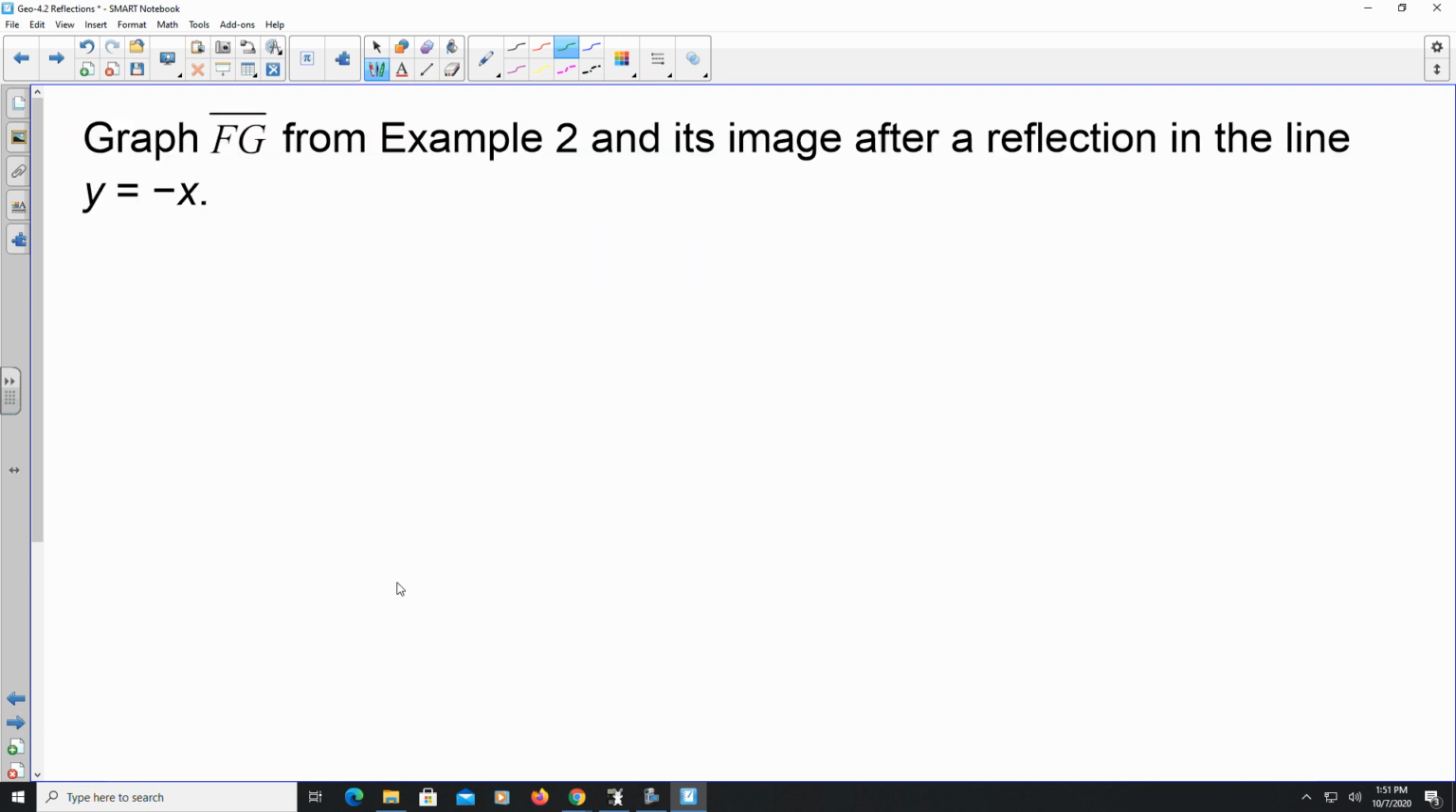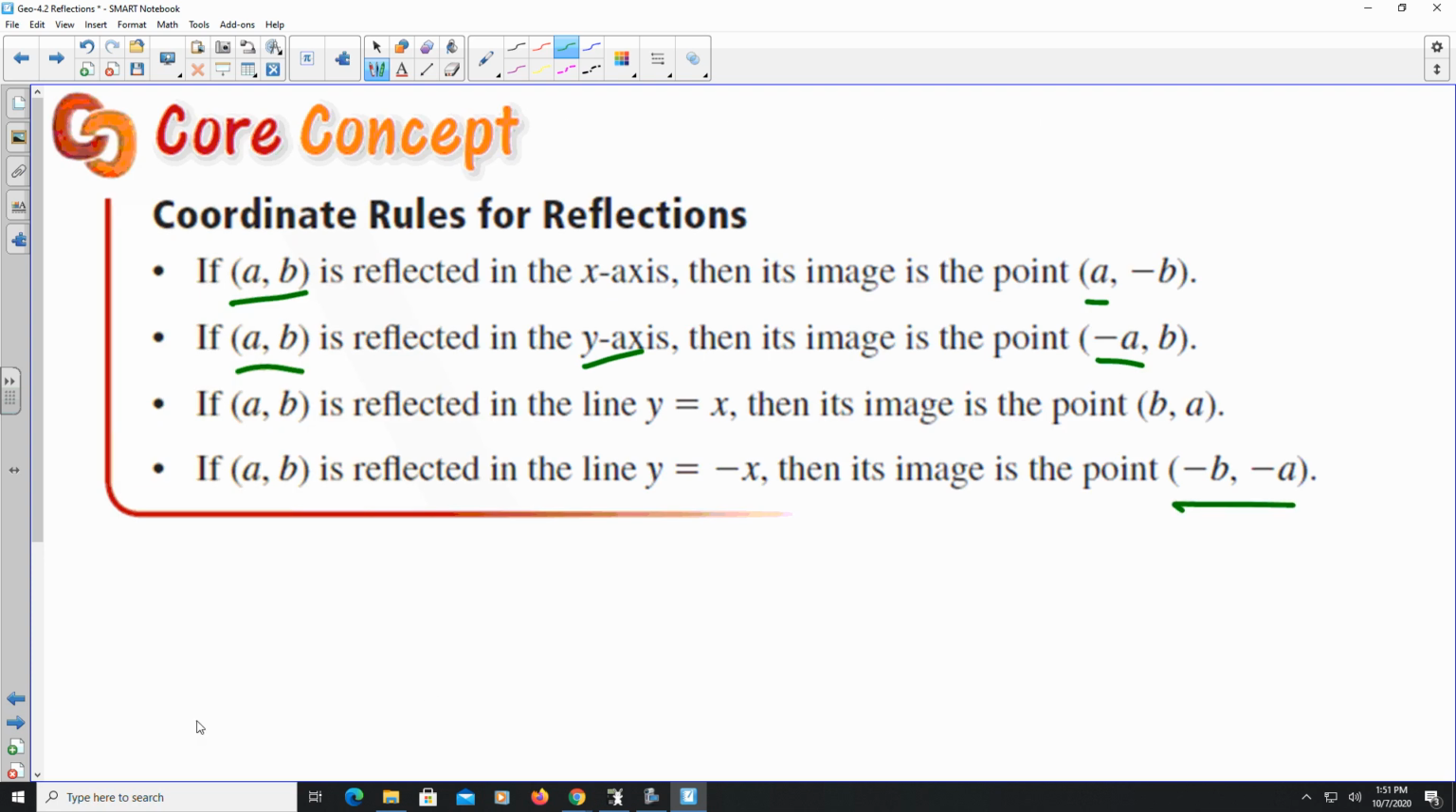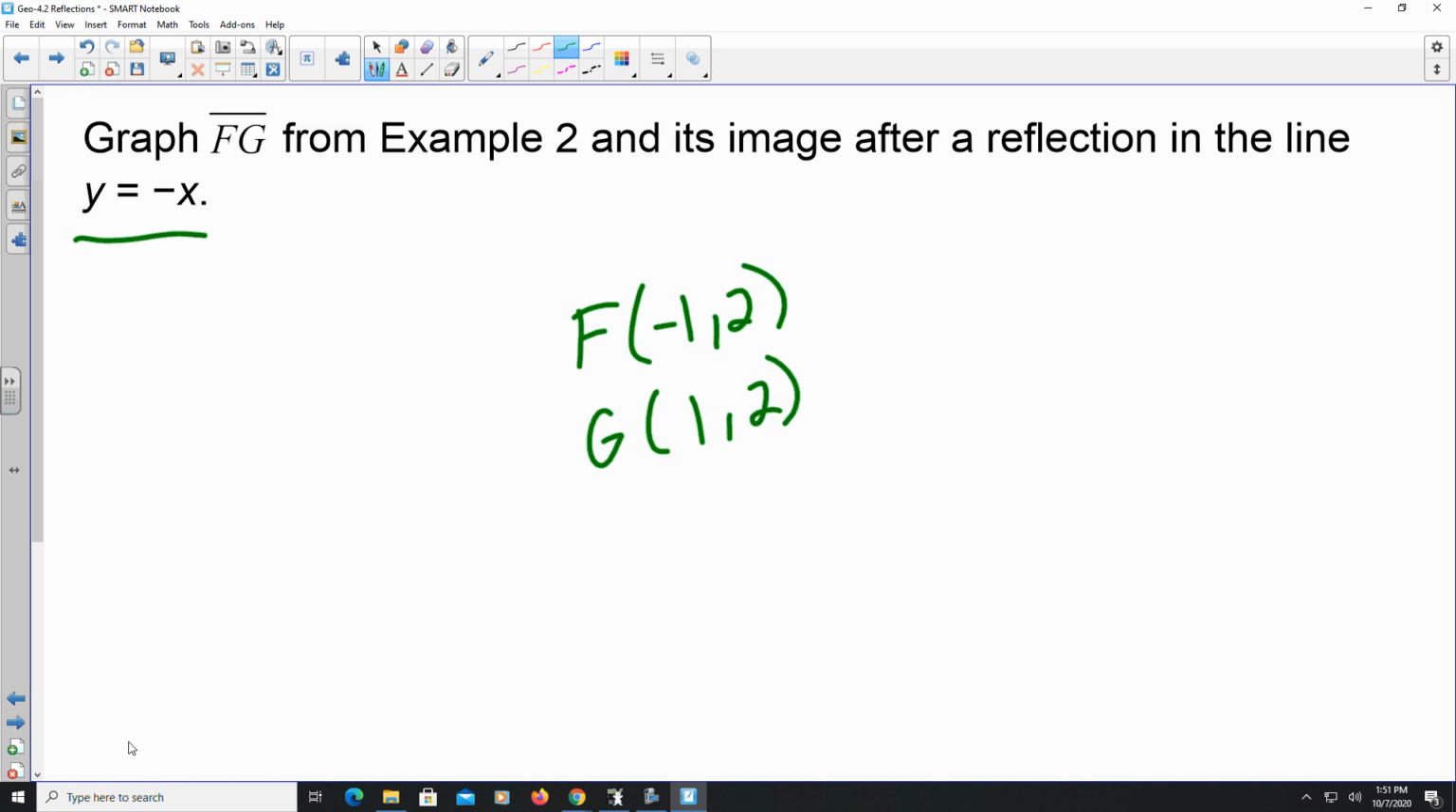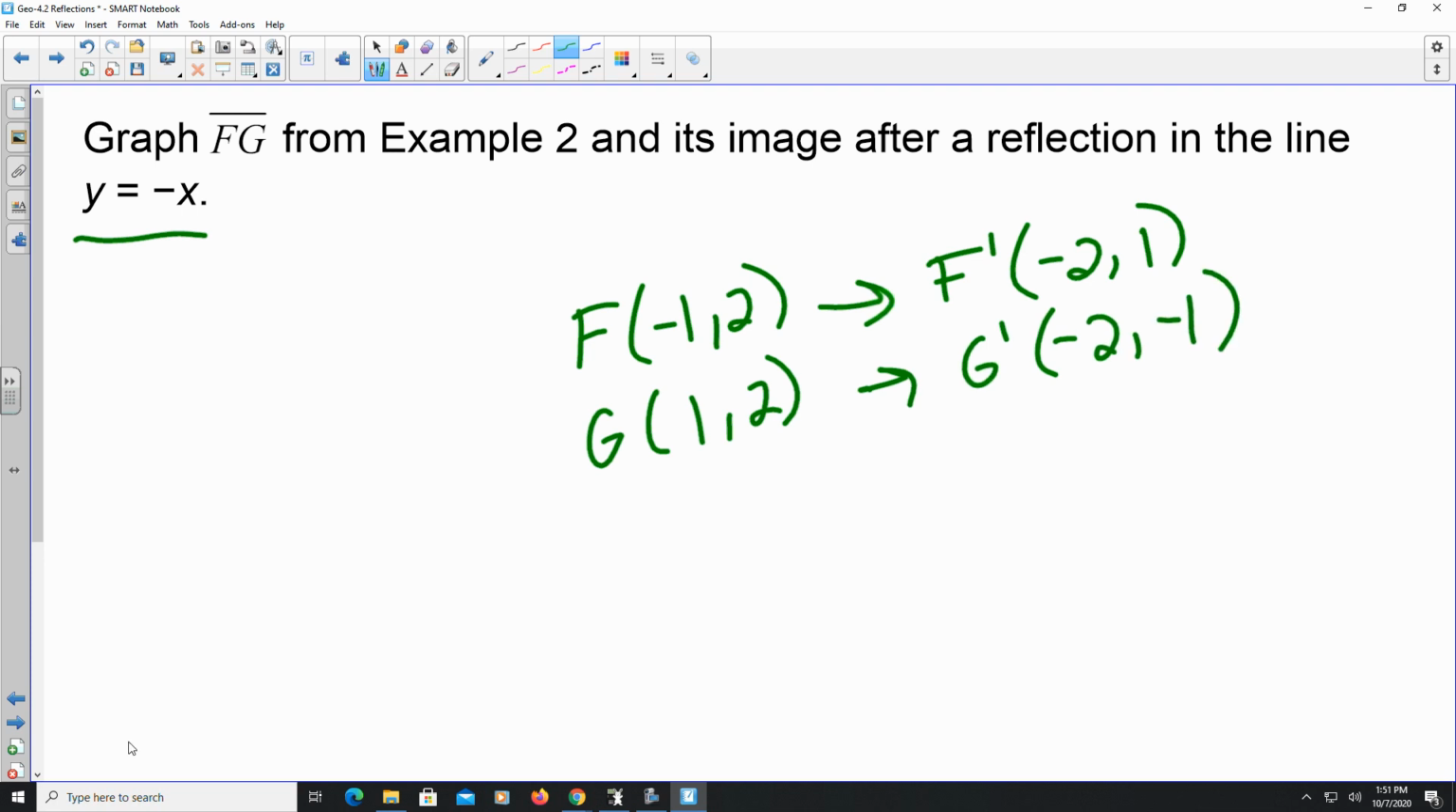If we look at this one here, it says using that graph. So if I said that F was negative 1 comma 2 and G was 1 comma 2, what they're asking now, oh, this is reflecting over y equals negative x. So if we go back to this rule, you're going to flip around a and b, but you're also going to make them the opposite values. So that means that F prime is going to be negative 2 comma positive 1, and G prime is going to be negative 2 comma negative 1.